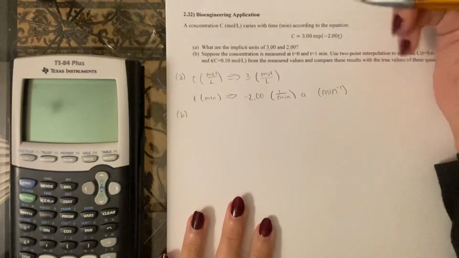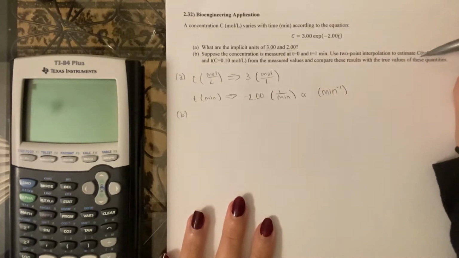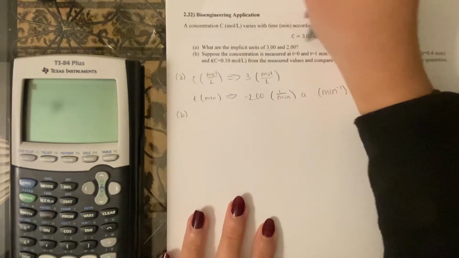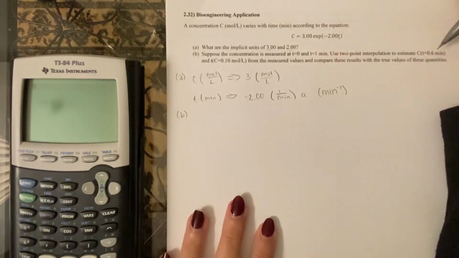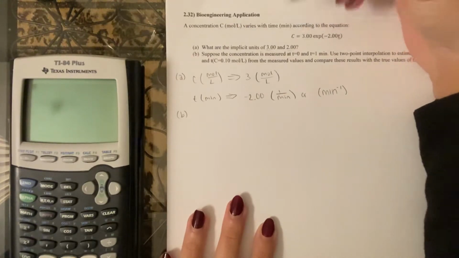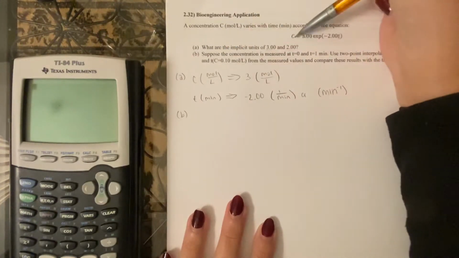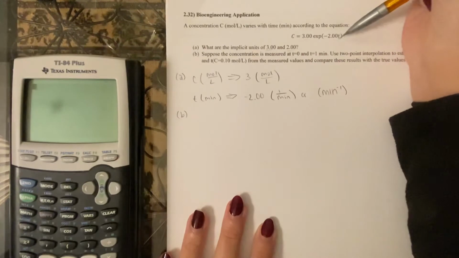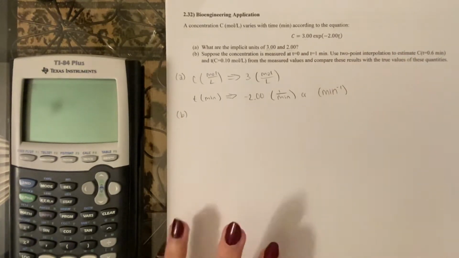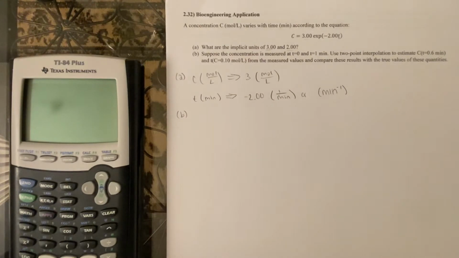And then we're going to compare these results to the true values of these quantities, and the true values of these quantities would literally just be from this equation. You'd plug in t equals 0.6 to this equation, get the true concentration, or you plug in 0.1 up here and get the true time at which that concentration will exist. But first, we are going to do the interpolation.